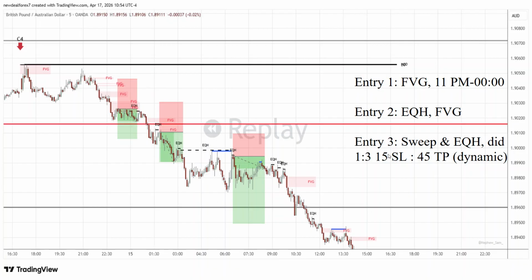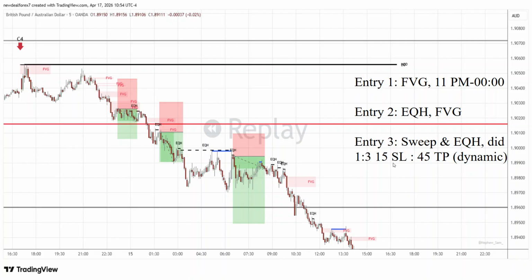And then entry three, it finally did have a sweep. So I love it. Okay, it had a sweep and it had equal highs, right? So those two things working together. I did something a little different. I did a 1-to-3. I didn't take this trade though, but I'm saying this would have been possible. My 1-to-3s would be like a 15 pip stop loss, a 45 pip take profit.